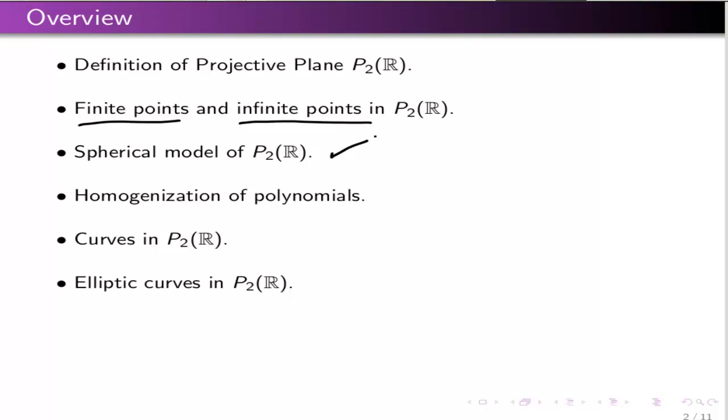Now, in order to define curves in the projective plane, you'll have to start with a homogeneous polynomial. So I want to talk about what it means to homogenize a polynomial. And then we'll take a look at some examples of curves in the projective plane, and in particular, look at the elliptic curve and how we get the point at infinity.